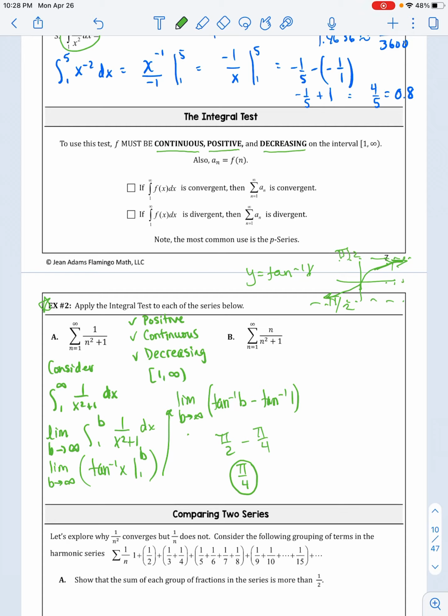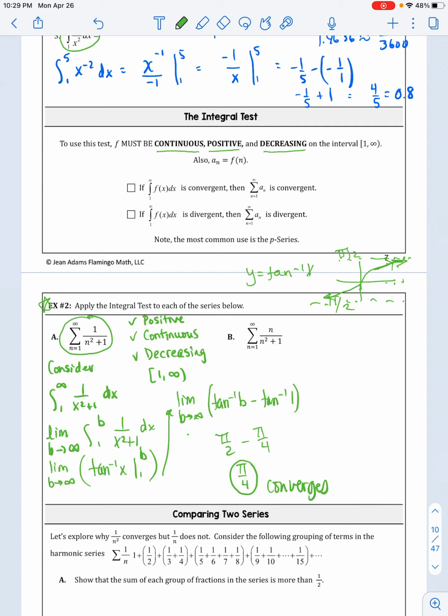Now, that doesn't mean that that is what your summation goes towards. All this means is that your integral of 1 over x squared plus 1 converges. And so by the integral test, your summation converges. Okay? That's what we're telling you, that if this equals a finite number, then your improper integral converges, and so therefore your summation converges.